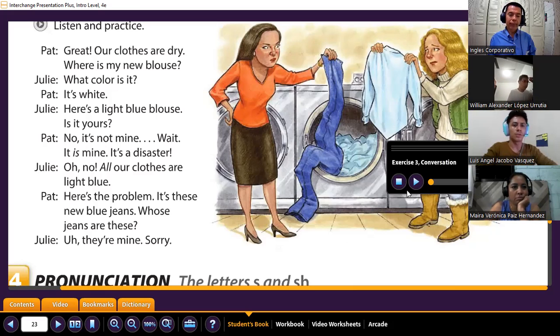Great. Our clothes are dry. Where is my new blouse? Sorry, what color is it? It's white. It's a light blue blouse. Is it yours? No, it's not mine. Wait, it is mine. It's a disaster. Oh no, and all clothes are light blue. Here's the problem. It's these new blue jeans. Whose jeans are these? Oh, they're mine. Sorry. They're mine. Okay, very good.